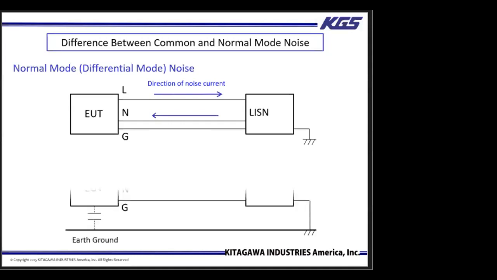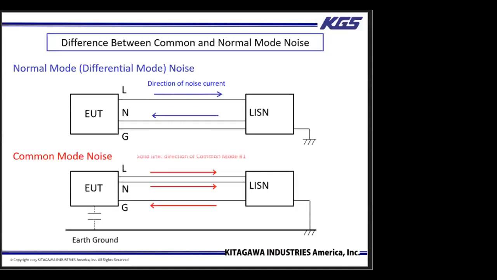For common mode noise, there are 2 types. Common mode number 1 is shown as the solid red lines. This flows in the same directions on the L and N lines to the LISN, and it returns via the ground line. Common mode number 2, which is shown in the dotted pink lines, flows in the same directions on the L and G lines to the LISN and returns through floating capacitance as a distance.